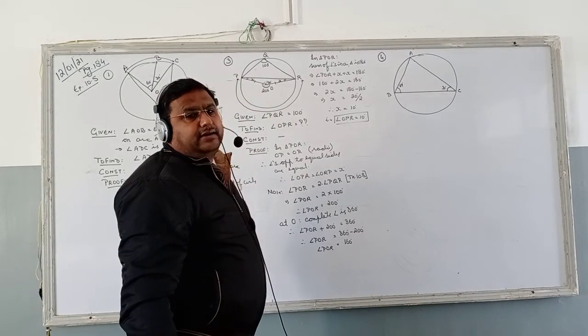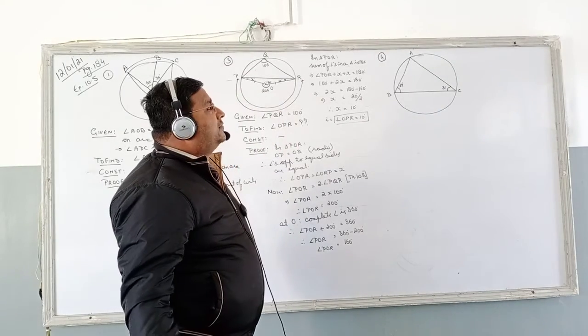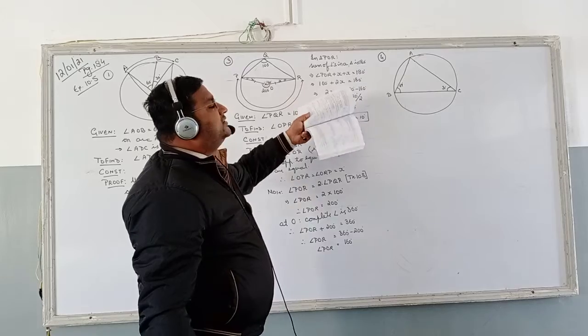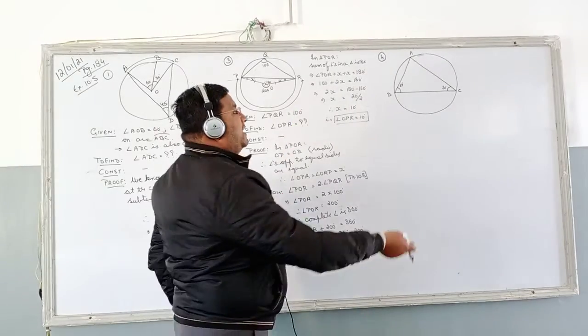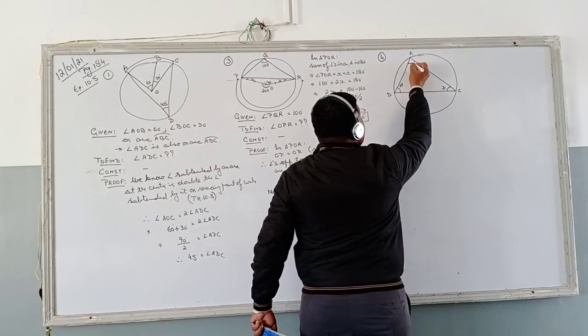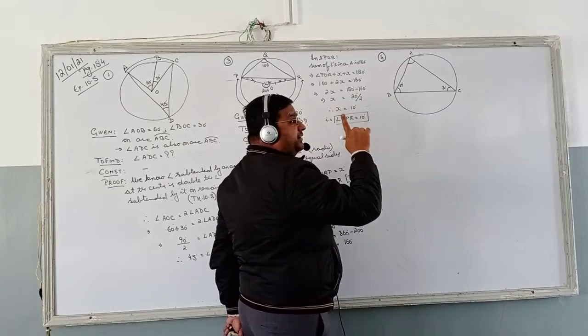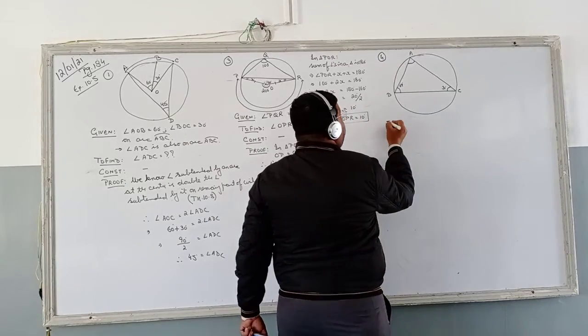Now check. Can you find the third angle? What is the sum of angles in a triangle? 180. Can I find the third angle of this triangle? Definitely, sir. I have not completed the figure. I have just drawn according to the given quantities.